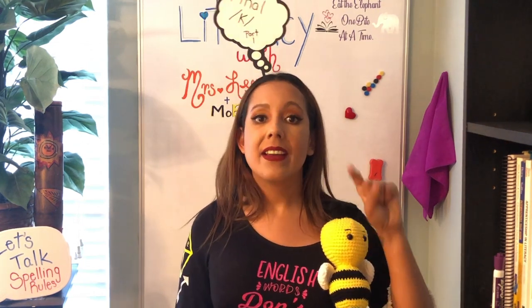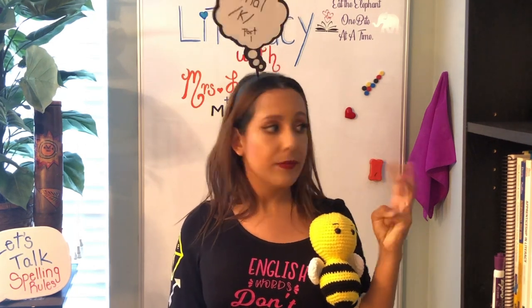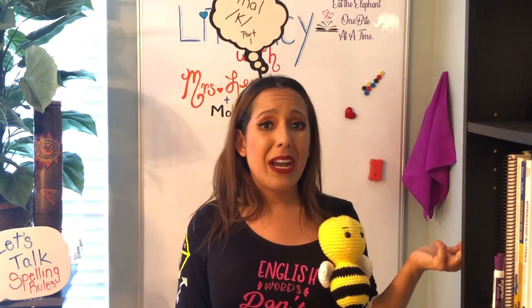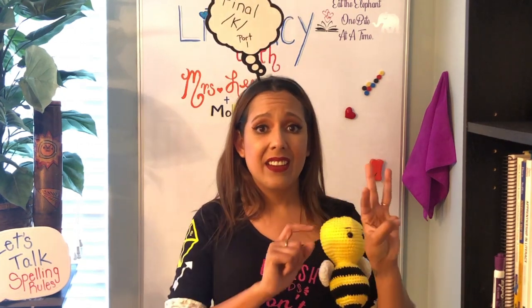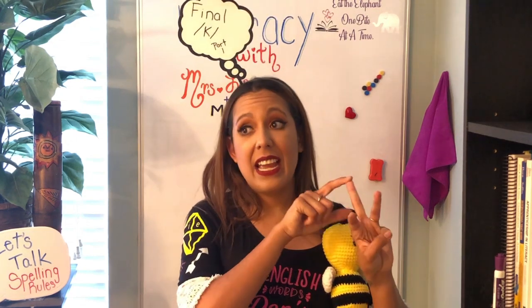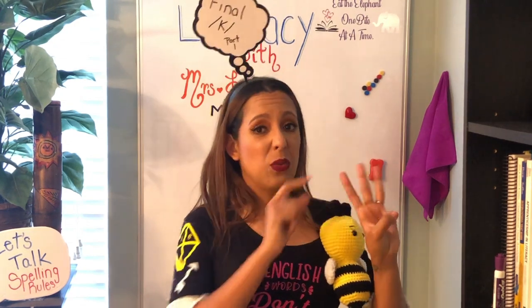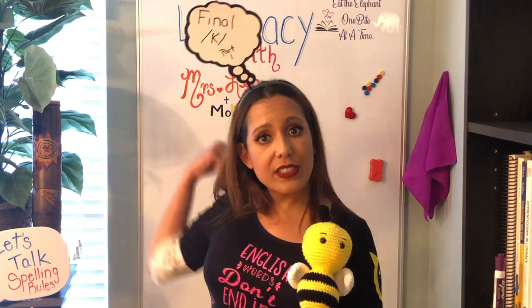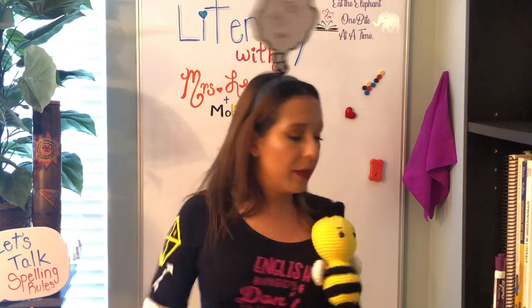Pake. P, a, k. Pake. Now it can be a K. It can be a C. It can't be a CK because the A is not a short vowel. It's an actual long vowel. So now what am I supposed to do? Let's write the graphemes to these phonemes.